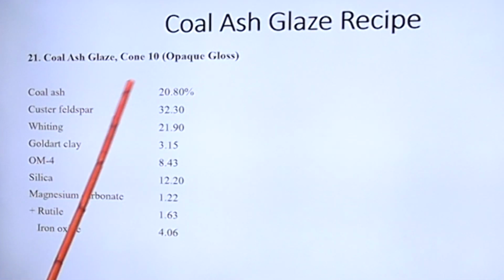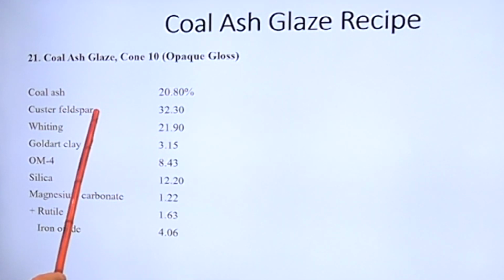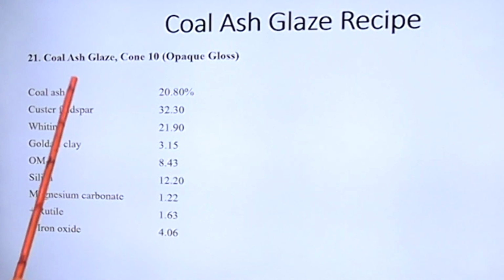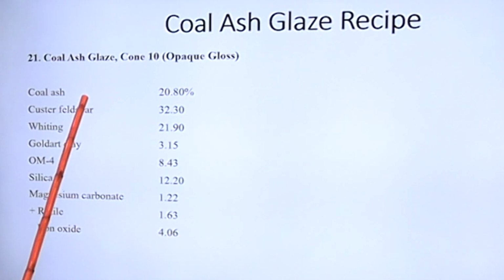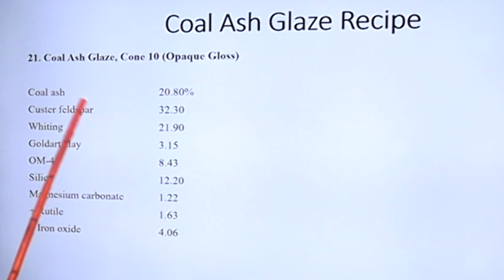So in this case, here's a recipe using coal ash, 20%, Custer feldspar, whiting, Gold Art clay, silica. If you remember from that earlier slide, the coal ash is mostly adding alumina and silica. So I still need the Custer and the whiting and the magnesium. I think the magnesium carbonate is there maybe to make it crawl a little bit. But you still need a lot of fluxes, the feldspar and the whiting.